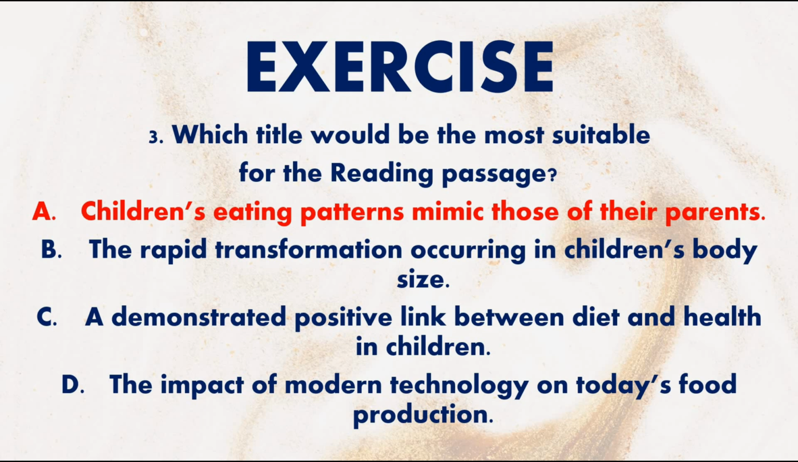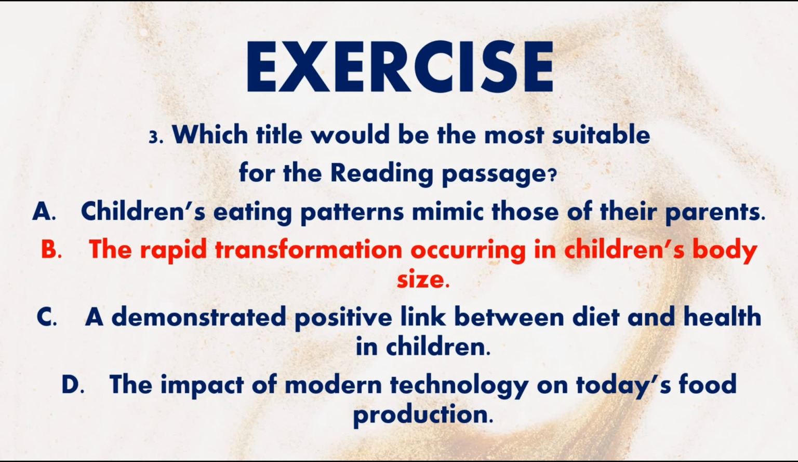So let's go to letter A, which I've highlighted in red. So this is a multiple choice question, and you have to analyze all the options before arriving at the final answer. Okay? So let's go to letter A, which is highlighted in red. Children's eating patterns mimic those of their parents. So let me ask you, did the passage say something about parents' eating patterns. Okay, let's go to letter B. The rapid transformation occurring in children's body size.